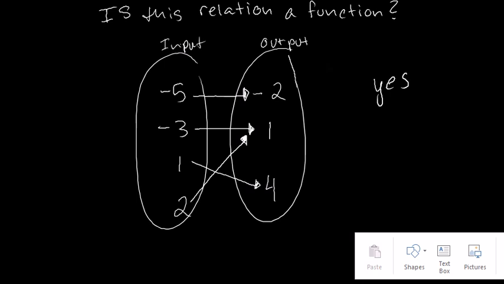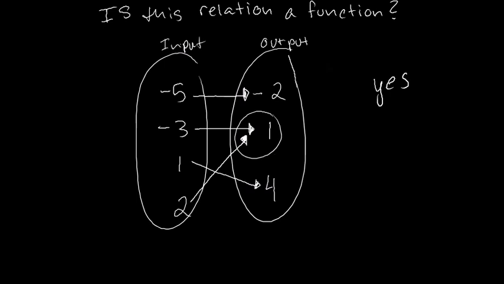So the answer to all of those questions would be no, there's no repetition in the domain, even though there is repetition in the range, but that doesn't matter. So it's going to pass the vertical line test if you were to plot these points. So yes, it is a function.